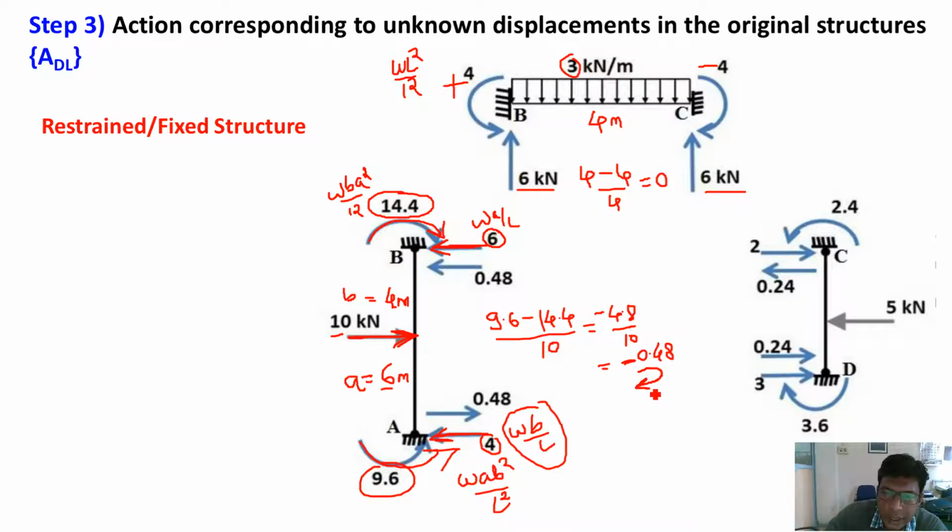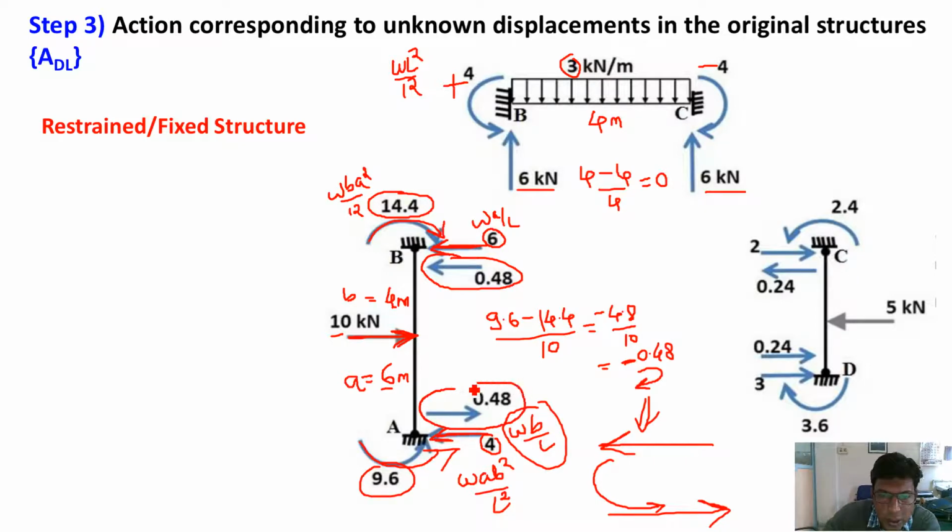Minus represents that it is clockwise, so the reaction couple must be anti-clockwise. Reaction couple anti-clockwise means the top reaction must be towards left and the bottom reaction must be towards right, so it produces an anti-clockwise moment. Look at this: it is towards left 0.48 and towards right 0.48.